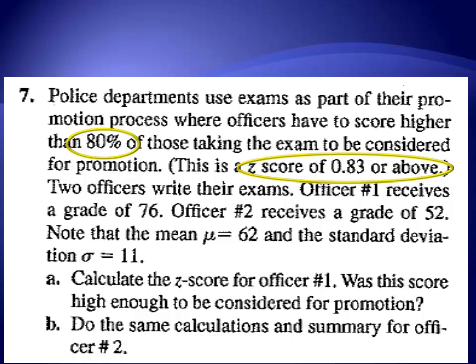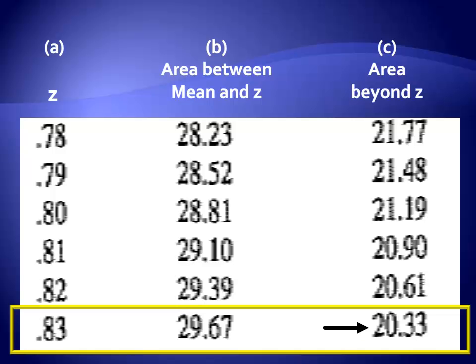A key point I'll explain is how they knew scoring higher than 80% of those taking the exam corresponded to a z-score of 0.83. To answer this question, we will need to use the z-score tables I mentioned earlier. In the example, we needed to know what z-score corresponds to scoring higher than 80% of those taking the exam. This means that only 20% of the sample would have a z-score higher than this value.